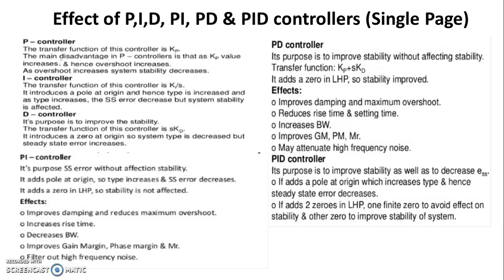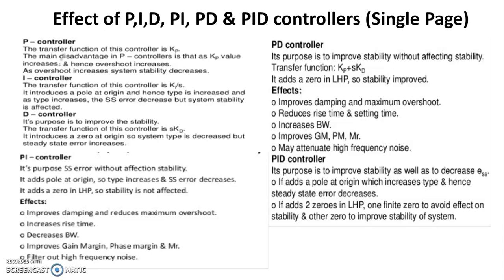As for the I controller, the integral controller, you already know the transfer function is Ki by S. That means Ki by S is one pole addition, and that is also at the origin. The type is increased. As the type increases, steady state error decreases, but the stability is affected. So we need to take care about that.